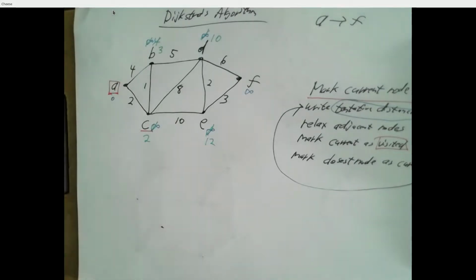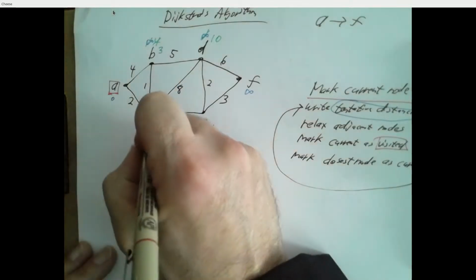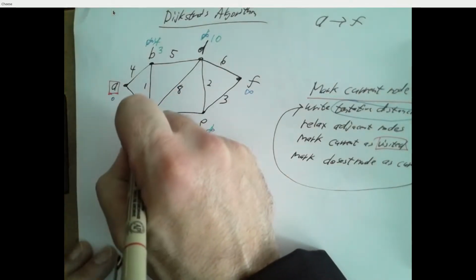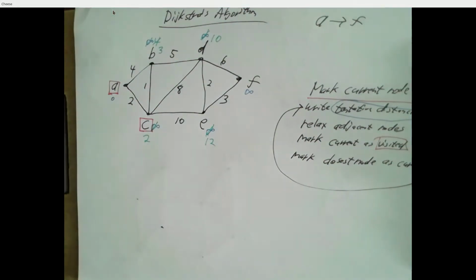Okay, I'm done relaxing the nodes. I'm going to mark what was my current node, which was C, as visited. And now I'm going to find the closest node and make that my current node. So what's my closest node now? Right, that's B. And we just keep iterating.